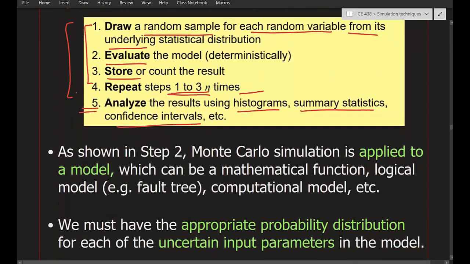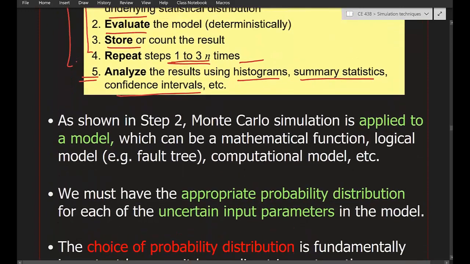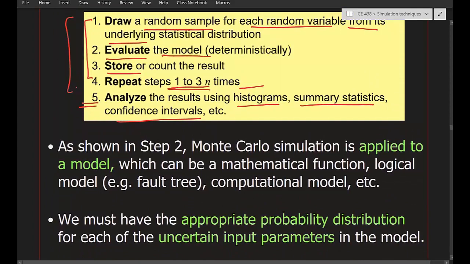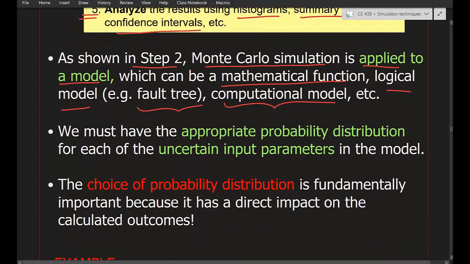Now if you see this Monte-Carlo simulation, step 2 is basically evaluation of a model. So step 2 shows Monte-Carlo simulation is applied to a model. Now this model can be a mathematical function, logical function, or something like a fault tree, or it can be a computational model. So a large variety of models can be covered using a Monte-Carlo simulation.